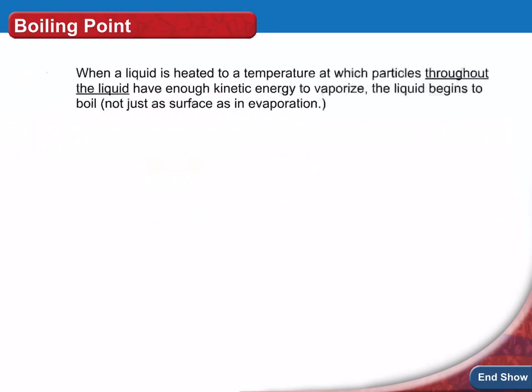So how do we get to boiling? Well, I kind of already hinted at it, but when a liquid is heated to a temperature at which the particles throughout the liquid have enough kinetic energy to vaporize, the liquid begins to boil. Not just at the surface. Evaporation is always going to happen at the surface. But what happens when a molecule that's within the liquid, not at the surface, finally gets that minimum kinetic energy? Well, it's going to turn into a gas. So if you'll notice, when you boil something, the bubbles come from the bottom, not the top. That's because you're heating it on the bottom, and those particles that are in the direct heat are going to get that minimum kinetic energy to turn into a gas, and when they do, it bubbles up to the top.